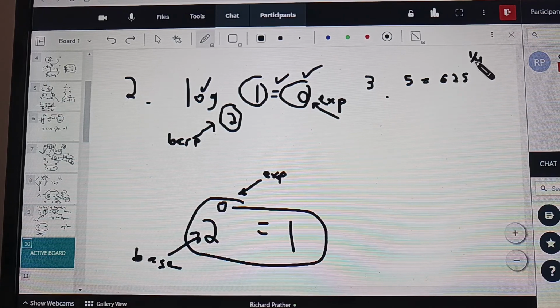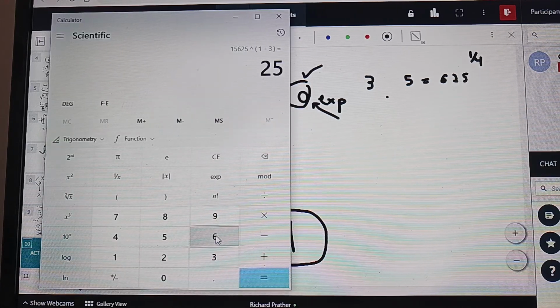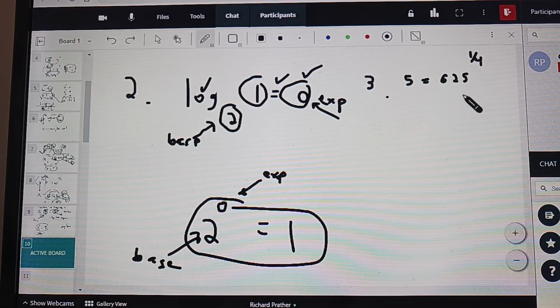Remember, fractional exponents are radicals. But that's true if I do 625 raised to the 1 divided by 4 power. When I press equals, it should say 5. See, that is a true statement. 625 to the 1/4 power is 5. The base in this format is the regular size number that's attached to the one that's raised up high. Clearly, the one raised up high is the exponent.